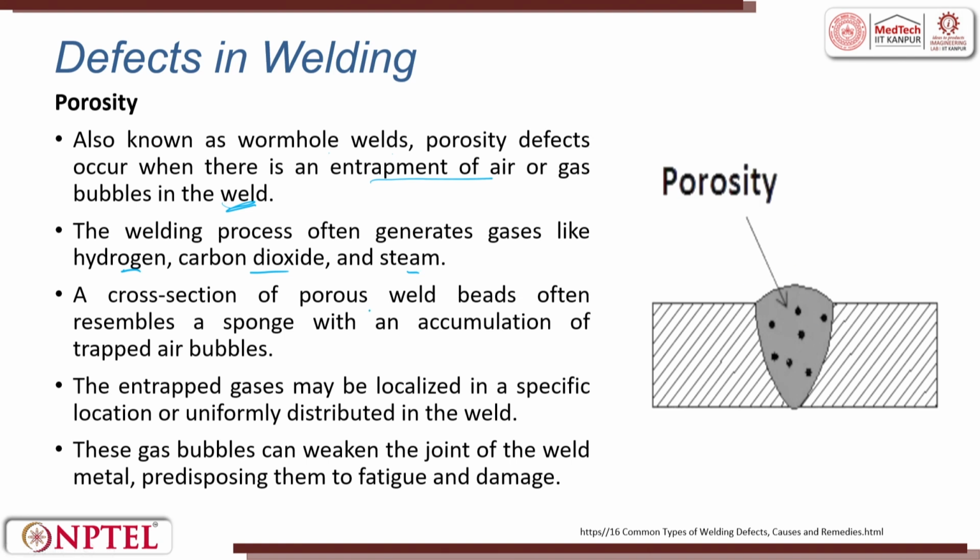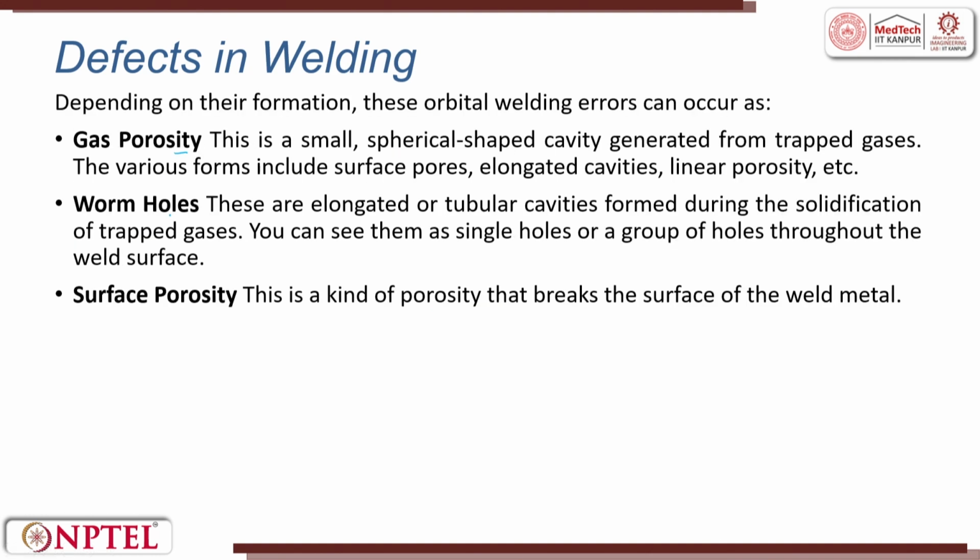The cross section of the porous weld bead often resembles a sponge with an accumulation of trapped air bubbles. There can be gas porosity, wormholes, and surface porosity. Gas porosities are small, spherical, and generated from trapped gases. It includes surface pores, elongated cavities, and linear porosity.